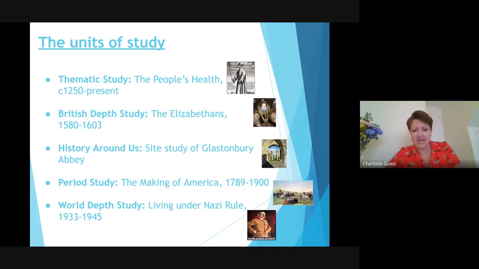The British depth study, which covers the Elizabethans from 1580 to 1603, looks at Elizabeth's power. We also consider the Catholic threat and the persecution of witches.